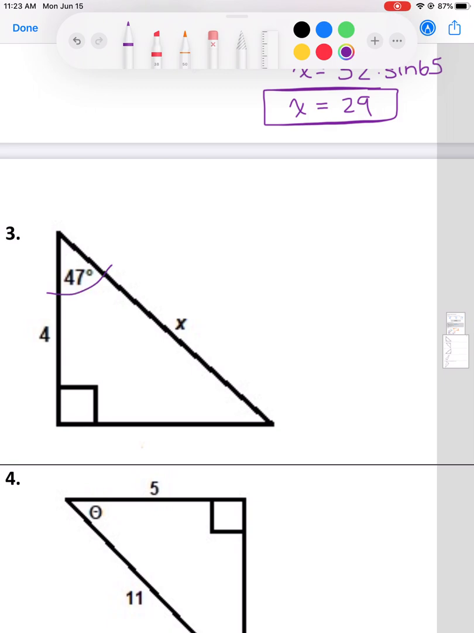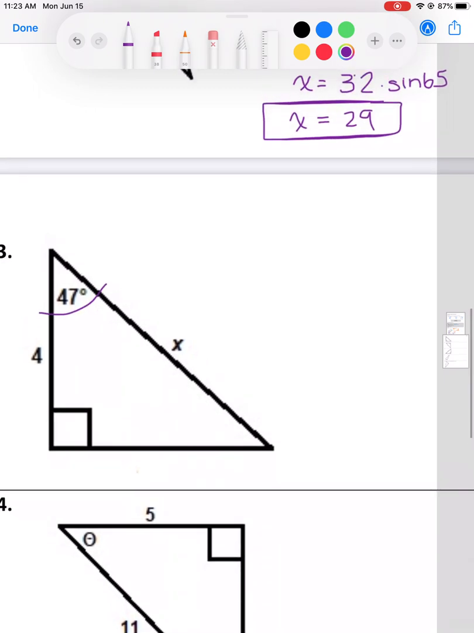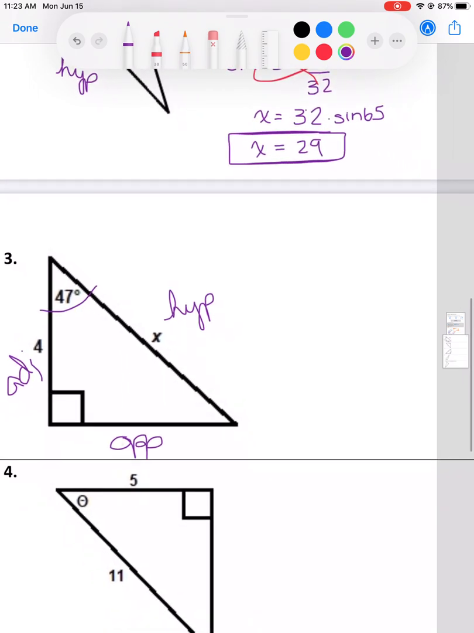Here's my angle of interest. Here's my hypotenuse, opposite, adjacent. Okay, let's figure out which one we need to use. I need my hypotenuse. That's what we're solving for. So I'm going to be using either sine or cos. So see you later, tan. And I have my adjacent.